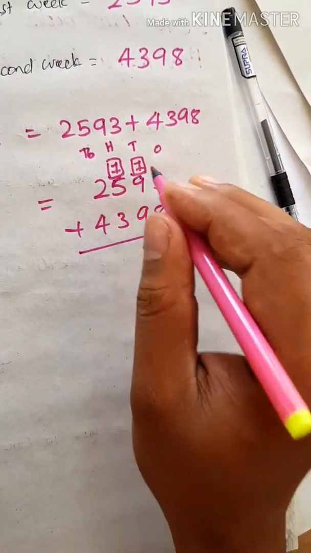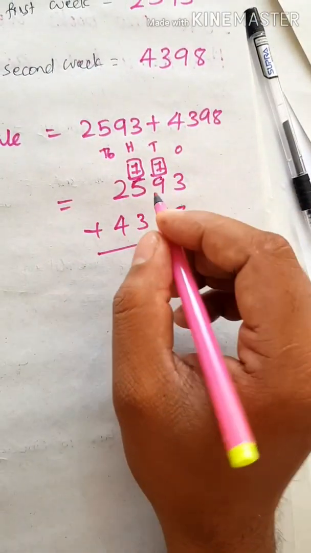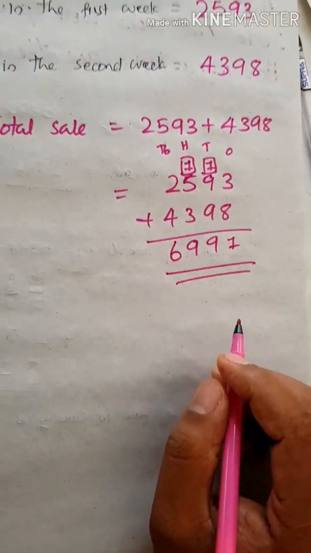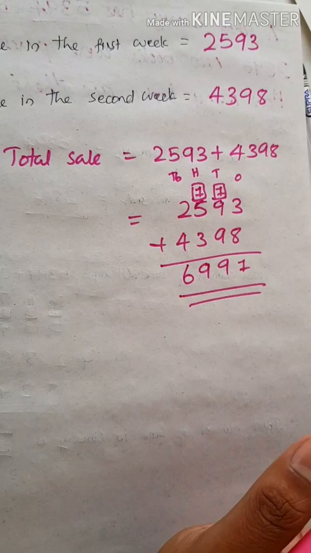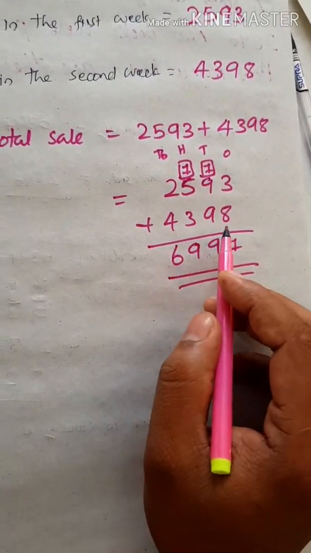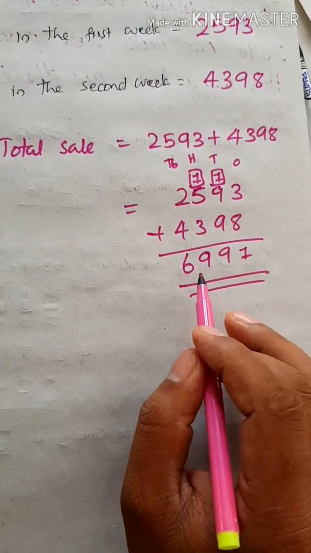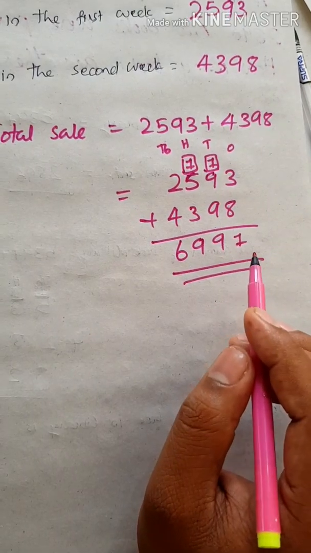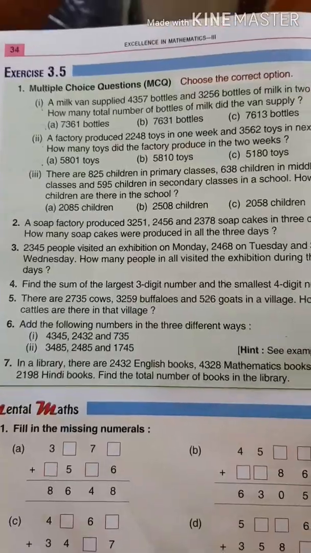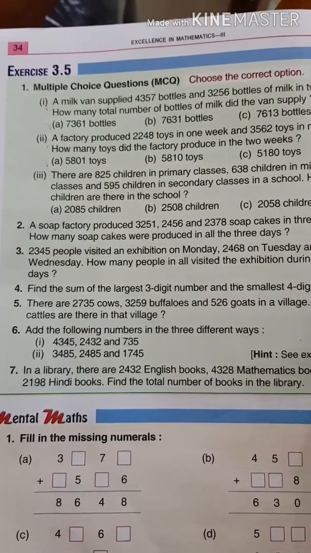So 5 plus 1 is 6. 6 plus 3 is 9. There is no carry. Next one, 4 plus 2 is 6. Answer is that sale in the first week is 2,593 and sale in the second week is equal to 4,398. Total sale is 6,991.